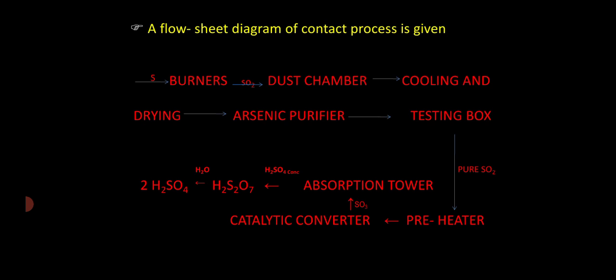That is your dust chamber, this one. It makes the dust particles settle down. How do we do that? We are passing water under high pressure, so that the dust particles settle down. Then we have the cooling and drying tower, or the washing and cooling tower, as it is also said to be.